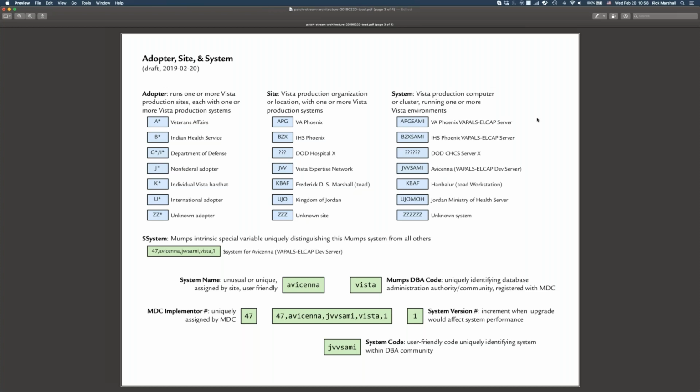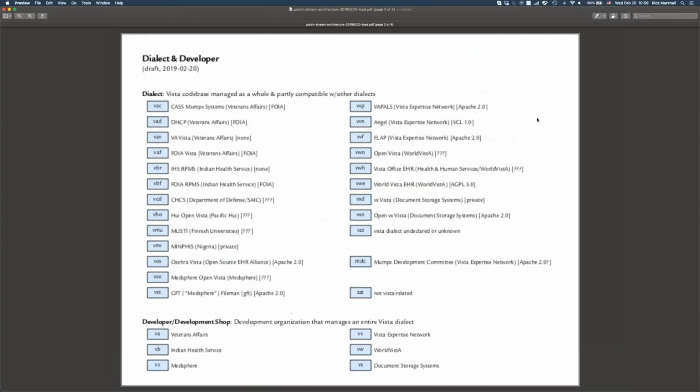And we can distinguish them from, if I stand up a simulation of the VA Phoenix VAPALS ELCAP server within Vista Expertise Network so that I can do testing, I would call that JVV APG, simulating the Phoenix version of the software. So this schema is now extensible, and it should give us a way to name all the systems and all the sites and all the adopters in ways that are guaranteed to be unique. And that sets us up.